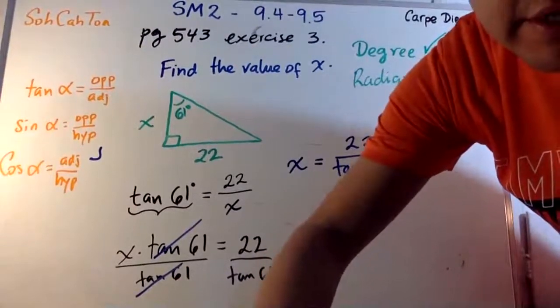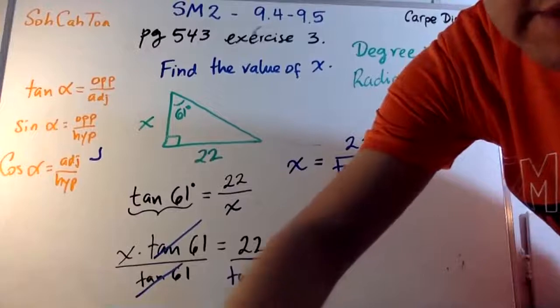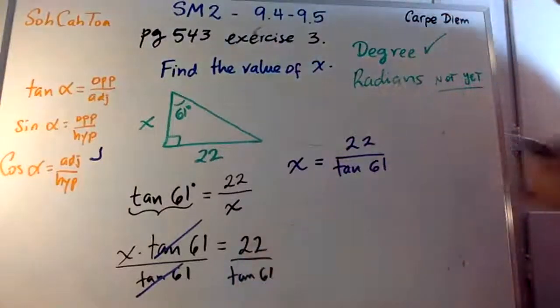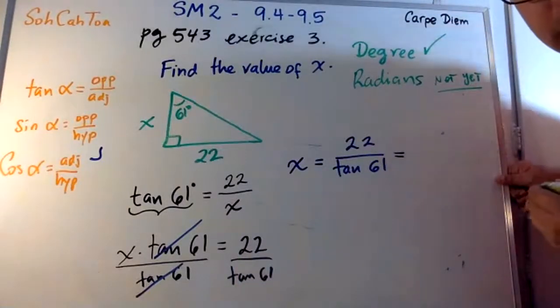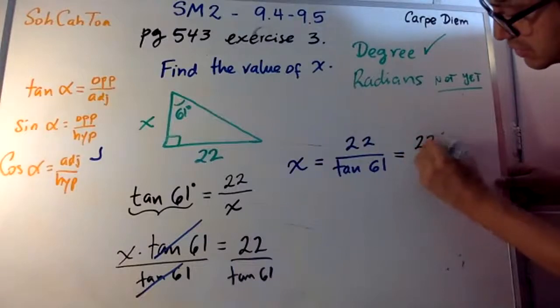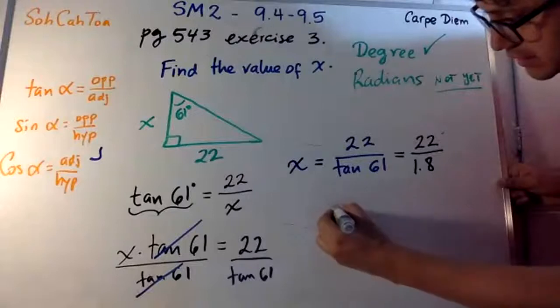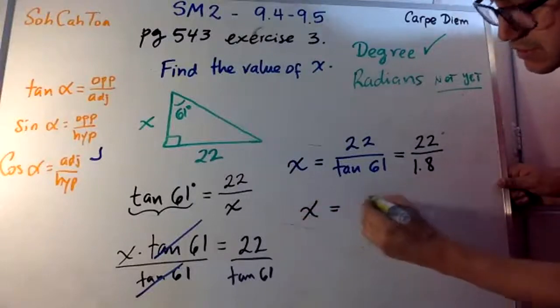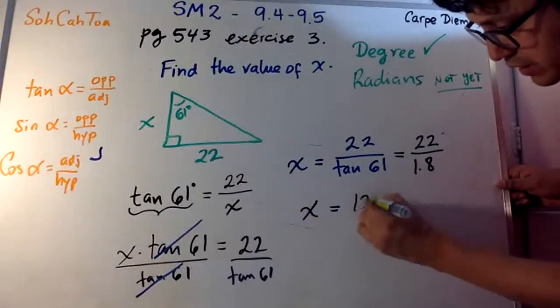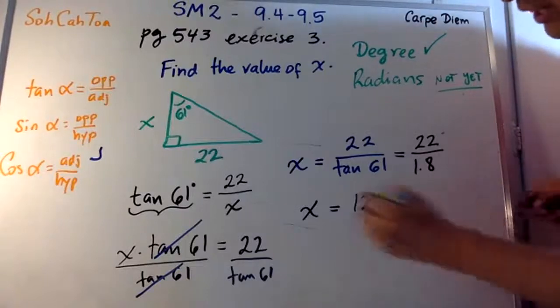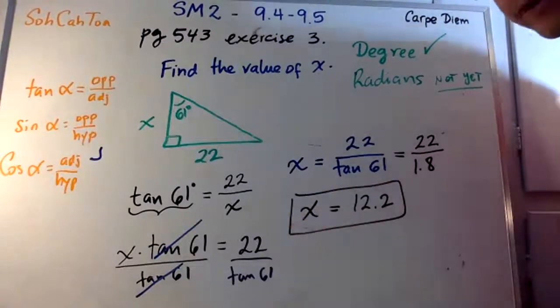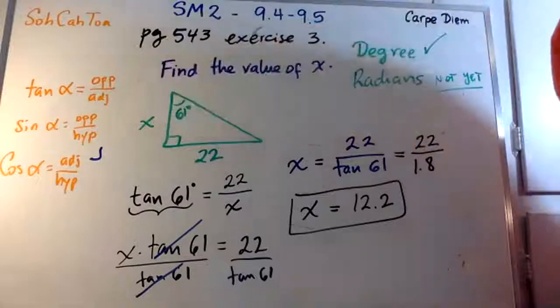And when you do this, let me show you what you can do. You can try to find it in Google: 22 divided by tangent of 61. And when you do this division, you're going to have 12.2, okay? And this is what we were looking for, okay? The length of x, okay?